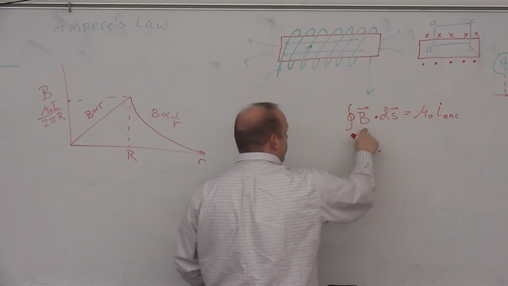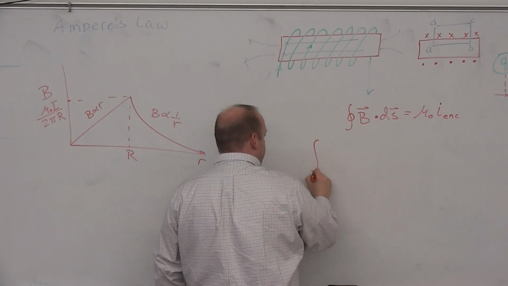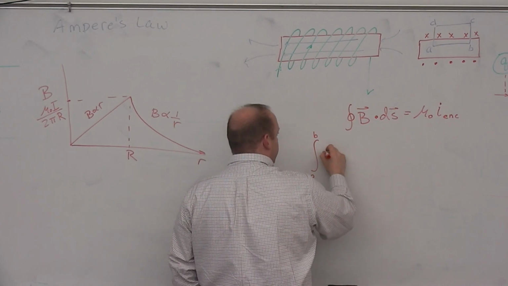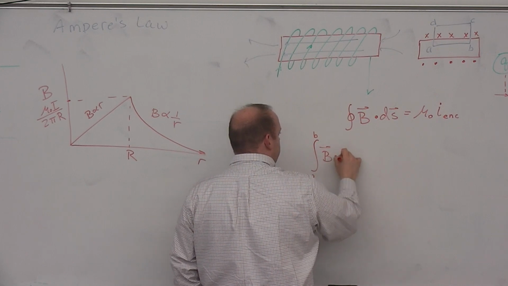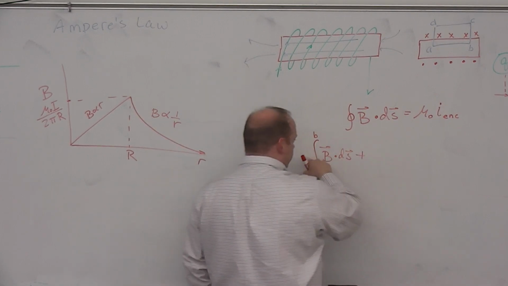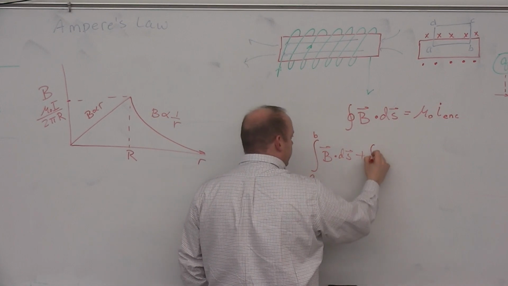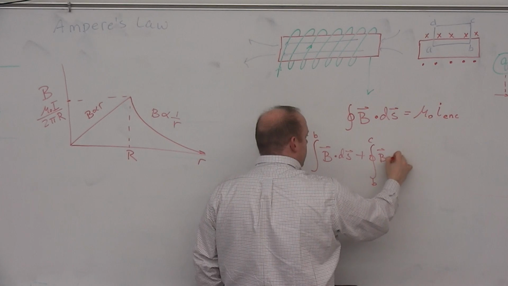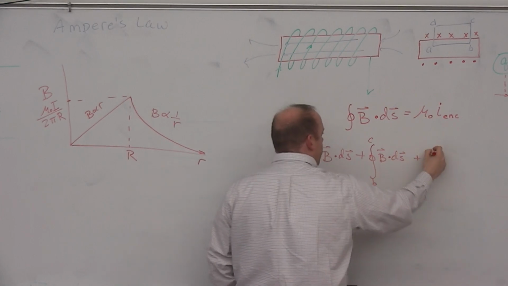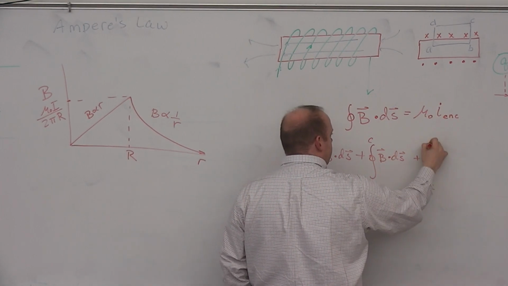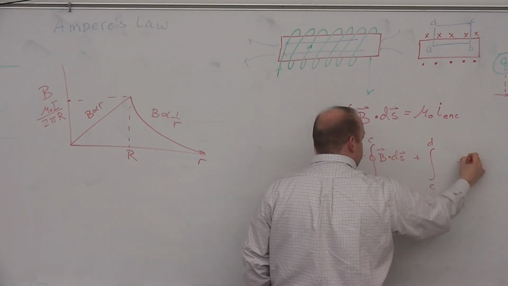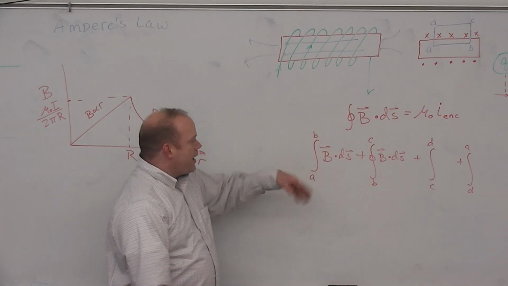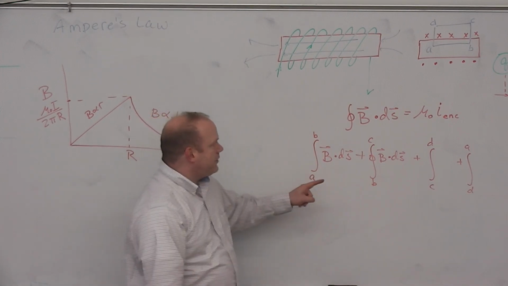So now I have to break this up. I have from A to B, B dot ds, plus, and notice that this isn't a loop anymore. We're breaking it up into 4 different sections. From B to C, B dot ds, from C to D and from D to A of B dot ds. Now, I didn't bother writing the rest of those in, and you'll see why in a second.